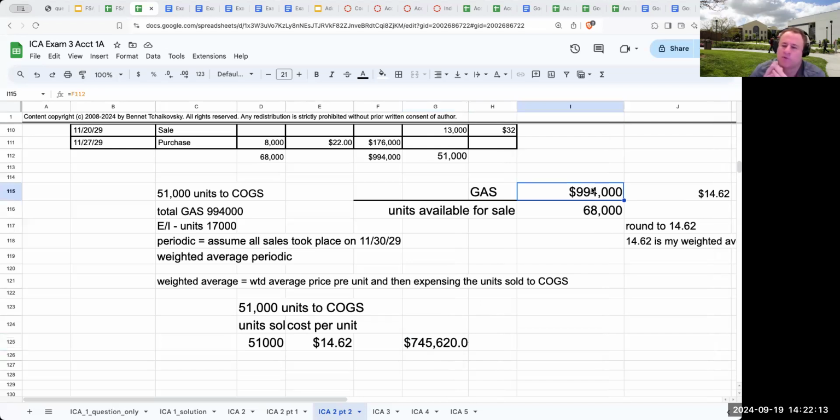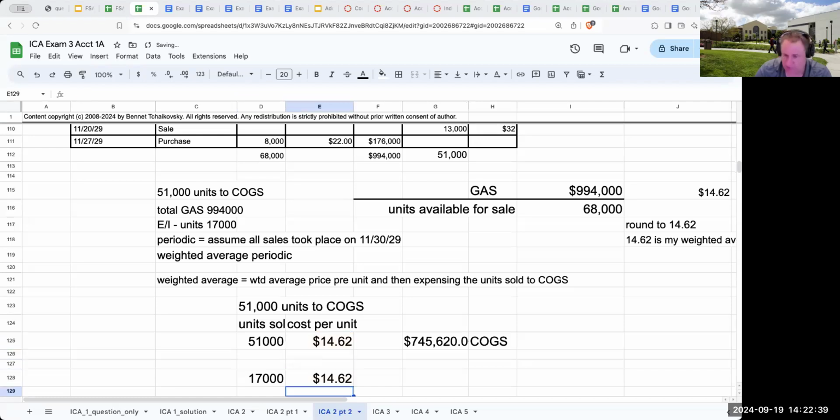I'm assuming all sales happened at the very, very end of the accounting period. I need to take a weighted average cost of what was in my inventory, so I take the whole thing in its entirety. So my cost of goods sold is going to be 745,620. Now, how many units did I have in my ending inventory? Well, I had 17,000 units. And if I use the same value, I'm going to come up with a little bit of a problem. That would be my tentative ending inventory.